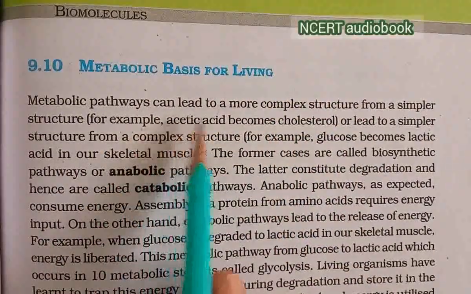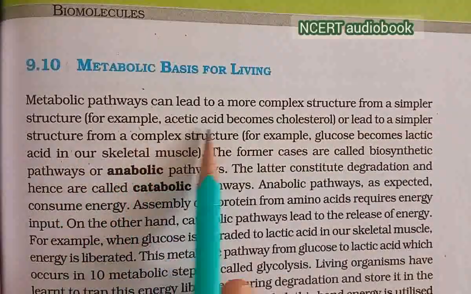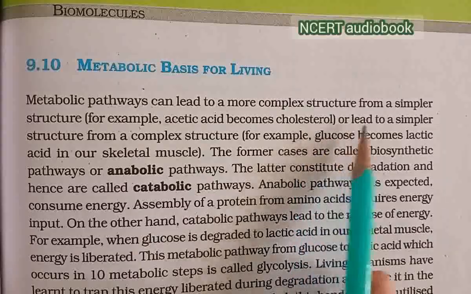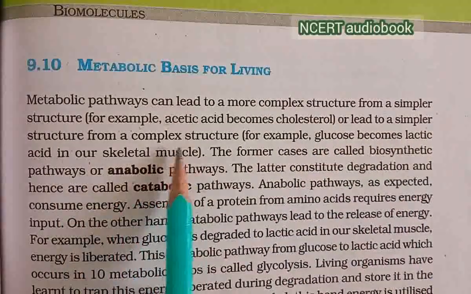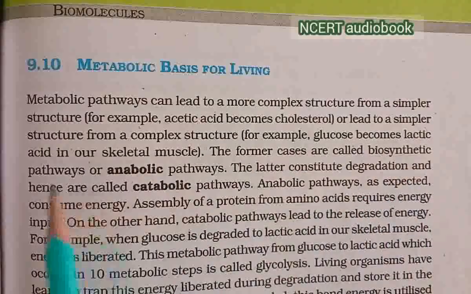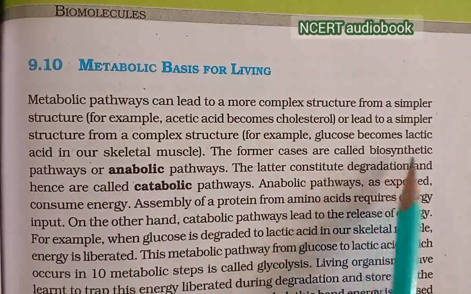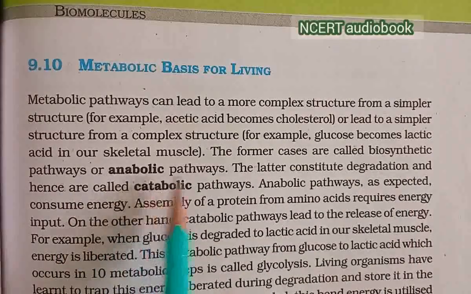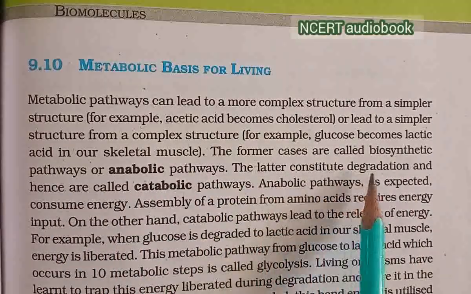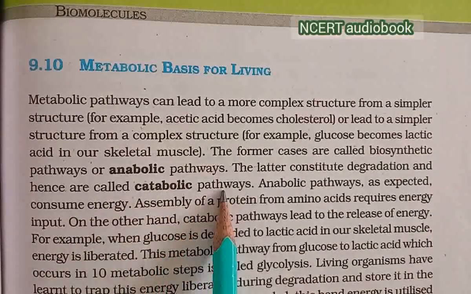Metabolic pathways can lead to more complex structures from simple structures. For example, acetic acid becomes cholesterol. They can also lead to simple structures from complex structures. For example, glucose becomes lactic acid in our skeletal muscles. The former cases are called biosynthetic pathways or anabolic pathways. The latter constitute degradations and hence are called catabolic pathways.